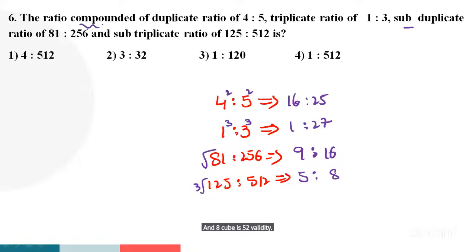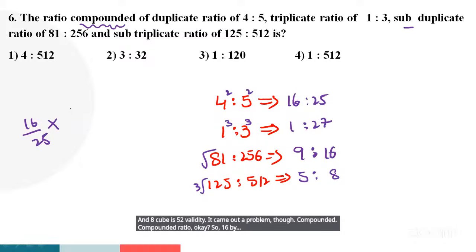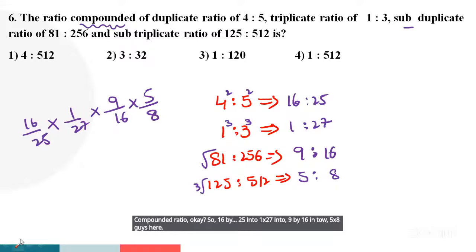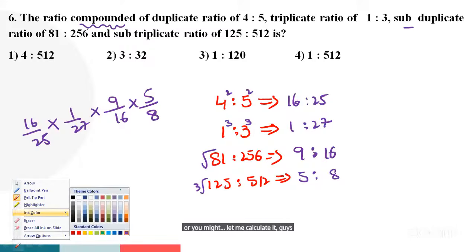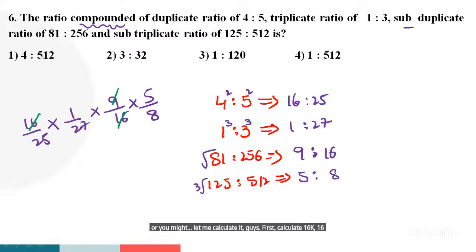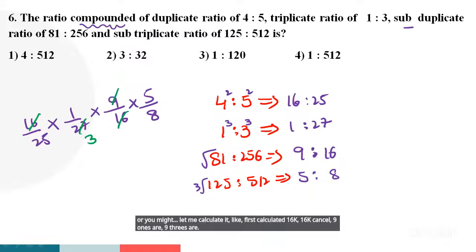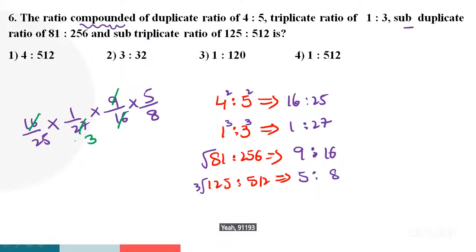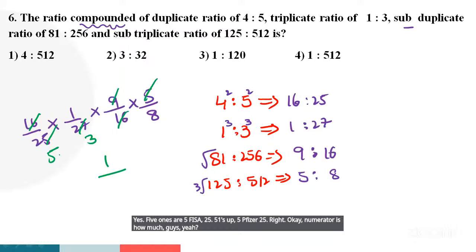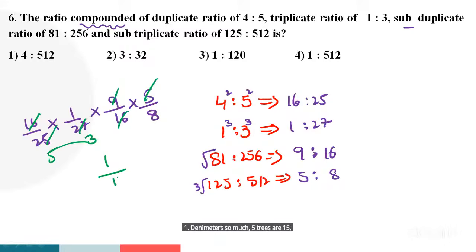Here, if a problem says compounded ratio, then it is 16/25 into 1/27 into 9/16 into 5/8, guys. Let me calculate. First calculate. 16 cancels. 9 1s are 9, 3 3s are 27. Any more cancellation? Yes. 5 1s are 5, 5 5s are 25. Numerator is how much here? 1. Denominator: 5 3s are 15, 15 8s are 120.